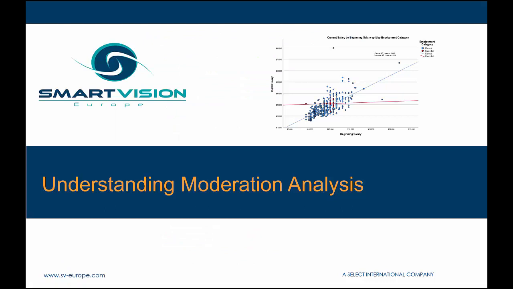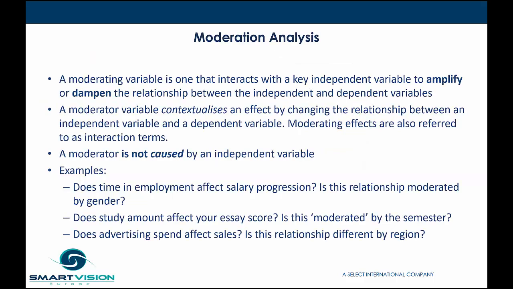Now, with that out of the way, let's talk about moderation analysis, what that is and how that fits within the realm of linear regression. So a moderating variable is one that interacts with a key independent variable, and it amplifies or dampens the relationship between the independent and dependent variables. It basically changes the line of best fit, the regression equation, if you like. A moderator variable is one that contextualizes an effect by changing the relationship between the independent and the dependent variable.